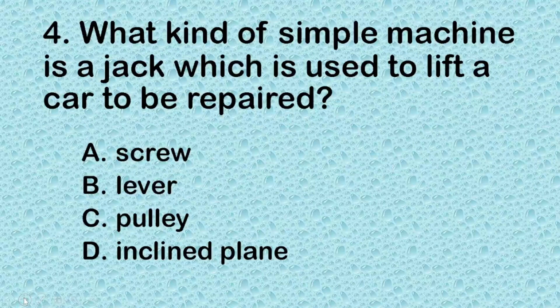Number 4. What kind of simple machine is a jack, which is used to lift a car to be repaired? A. A screw. B. Lever. C. Pulley. And D. Inclined plane. Correct answer is B. Lever.